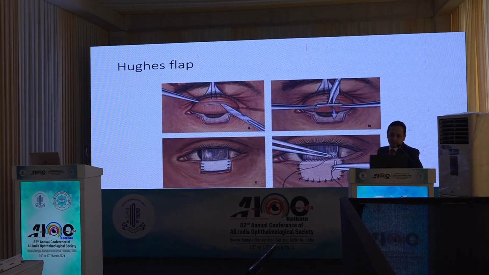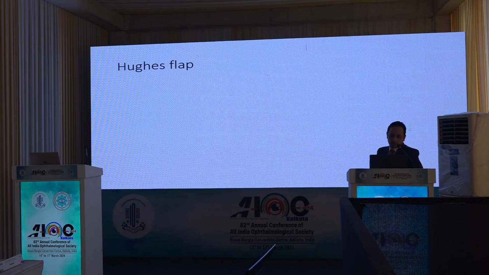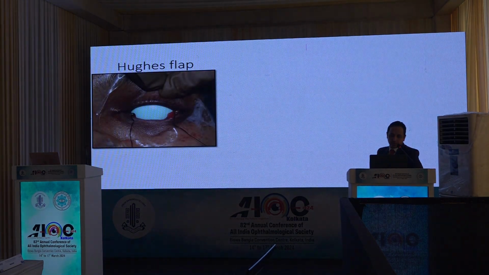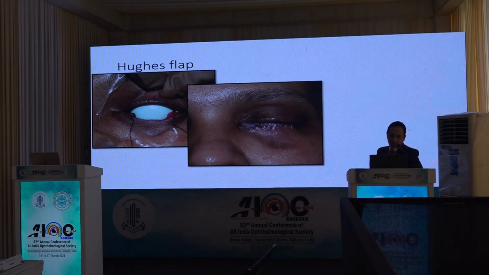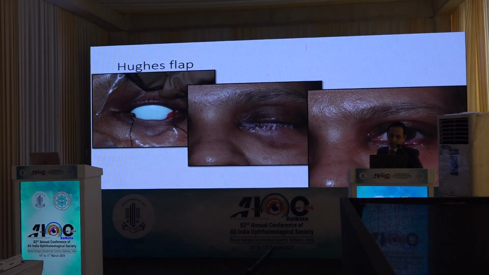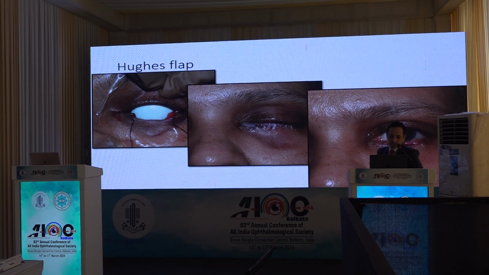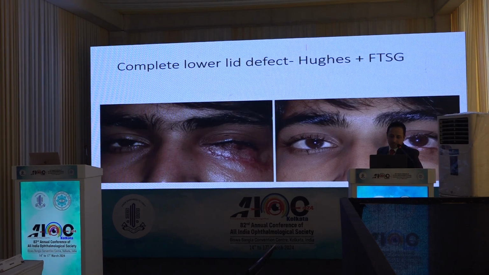A similar flap for lower lid defects would be a Hughes flap. Example of a defect in the lower lid, closed with a Hughes flap, and the picture post-division. Example of another Hughes with the anterior lamella being repaired with a full thickness skin graft instead.